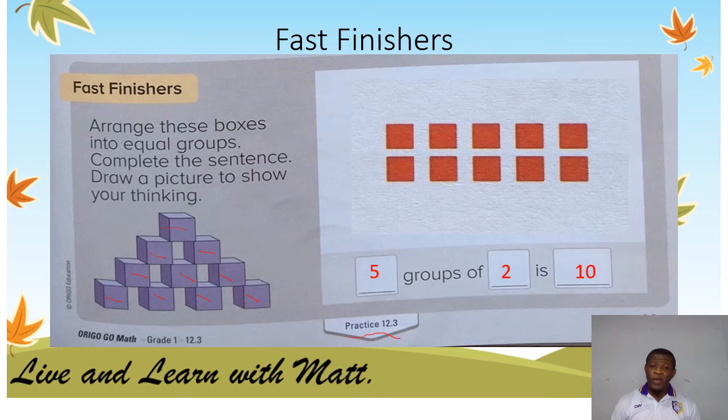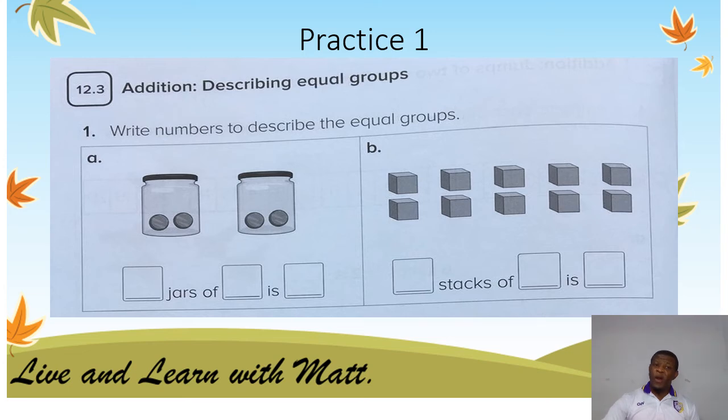Practice 12.3. Open to page 63. Now, practice 1. Write numbers to describe the equal groups. So, part A, what do we write? Everybody, do it first, then teacher will do the correction. I give you 1 minute to do part A and B. Quick, quick, quick. Part A and B, do it first. Do it yourself, and I'll do the correction. Do it now.